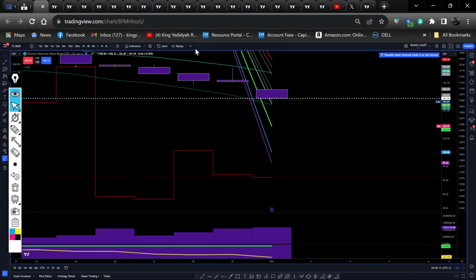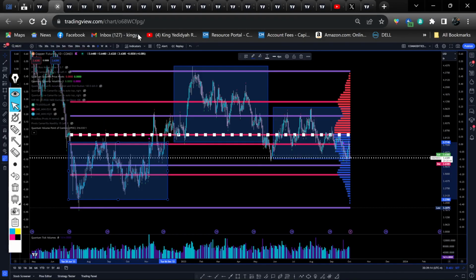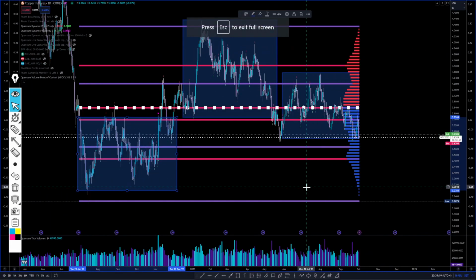All right, let's take a look at copper for a minute. Copper is like a gauge of bullish sentiment. If the economy is good and healthy, there'll be a lot of construction going on, and every building that goes up needs copper wires for the electricity to run in the building. So it's a good gauge to see how well the economy is doing, because when people have excess money, they build, right?